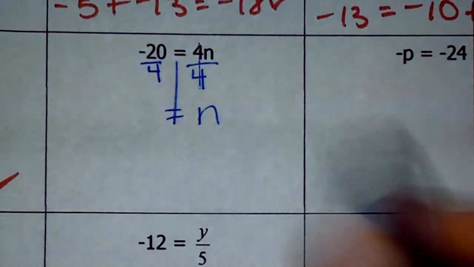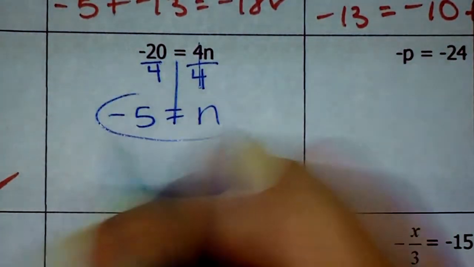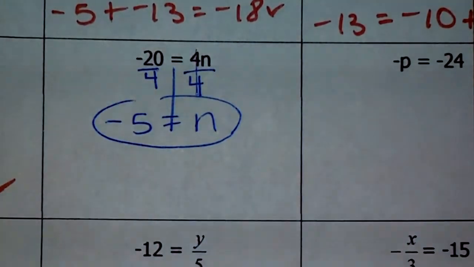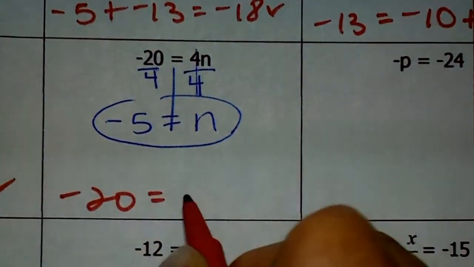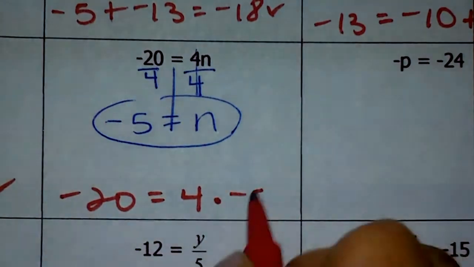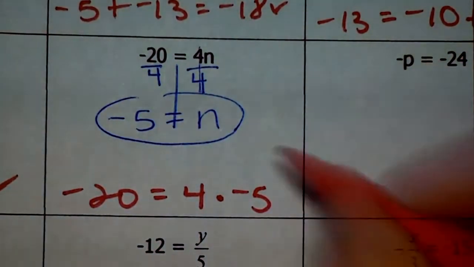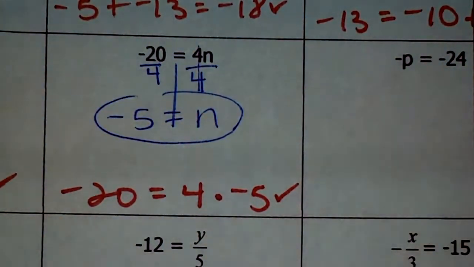Negative 20 divided by 4 is negative 5. If we're right, then negative 20 should equal 4 times whatever n is. Negative 20 does equal 4 times negative 5. We know that we're right. All right, last one like this.